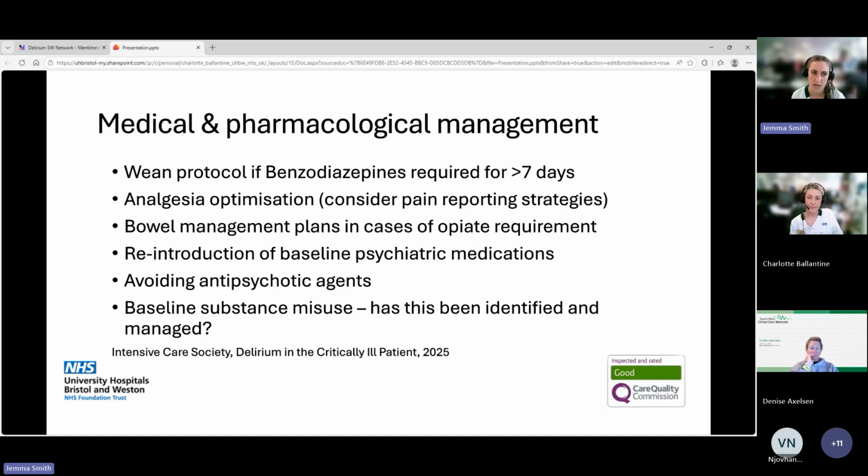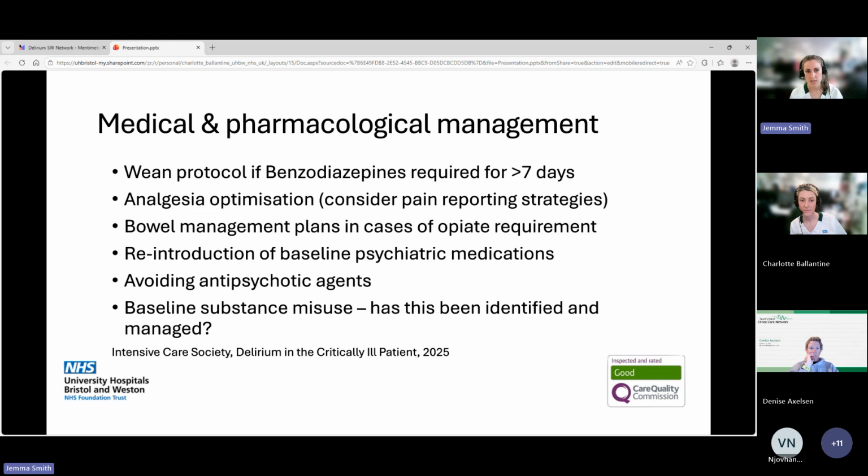And often we can highlight these things to our medics, who can sometimes be quite system siloed, if that's fair to say, and just need that prompt that maybe there's something they could adapt or alter to help manage people's delirium.